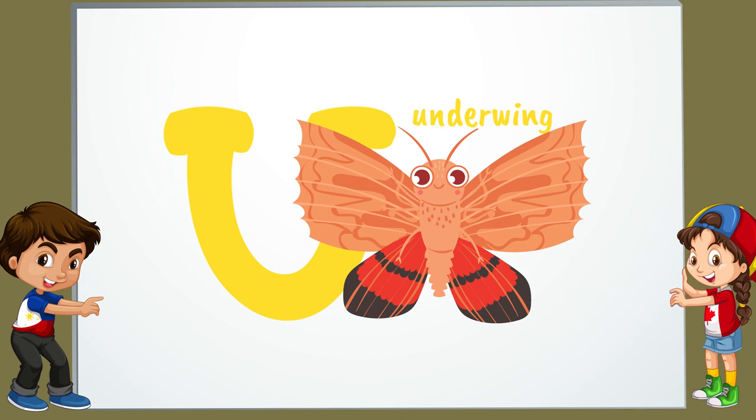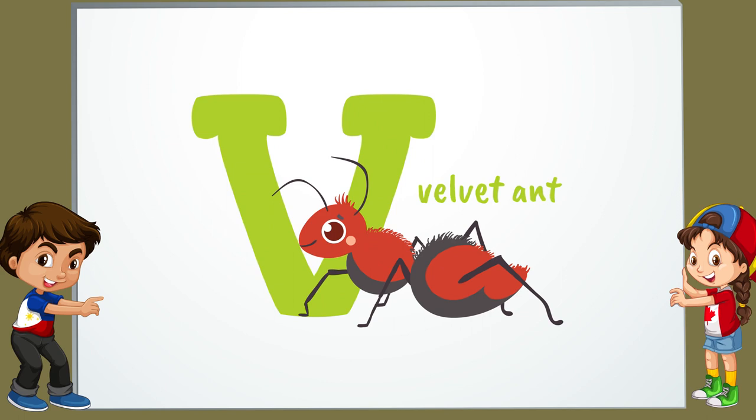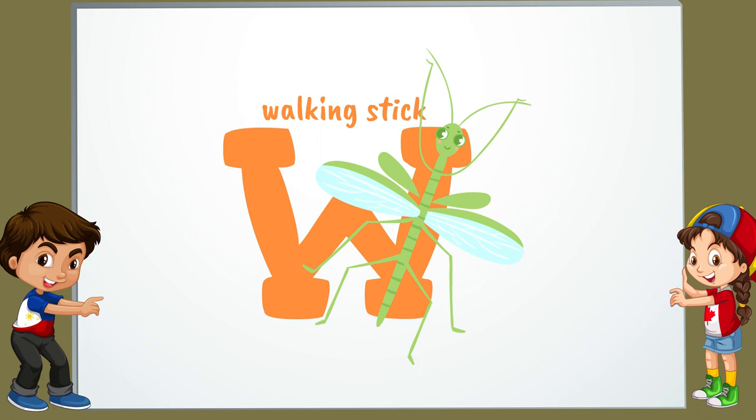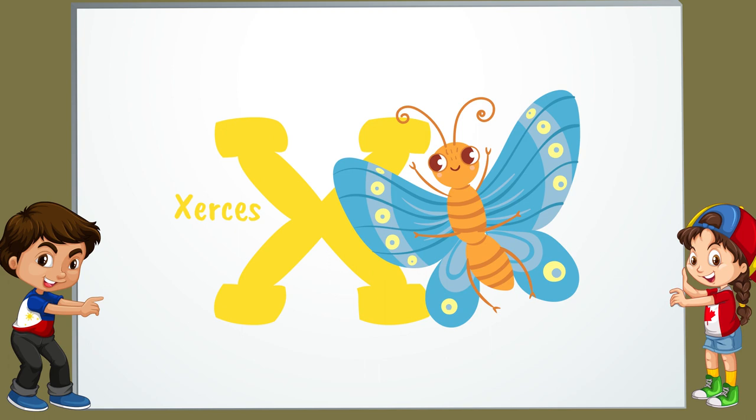U for underwing. U, N, D, E, R, W, I, N, G, underwing. V for velvet ant. V, E, L, V, E, T, A, N, T, velvet ant. W for walking stick. W, A, L, K, I, N, G, S, T, I, C, K, walking stick.